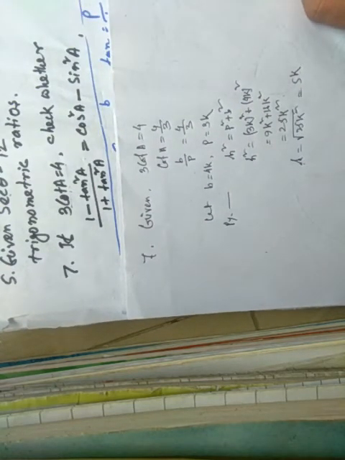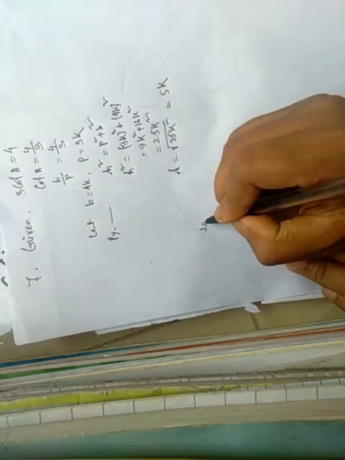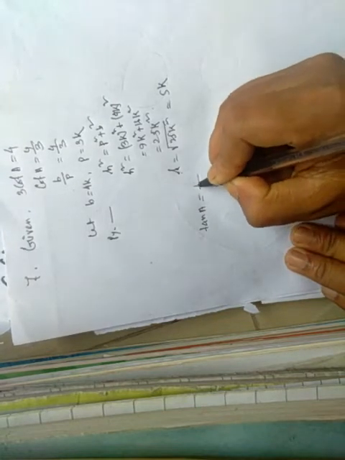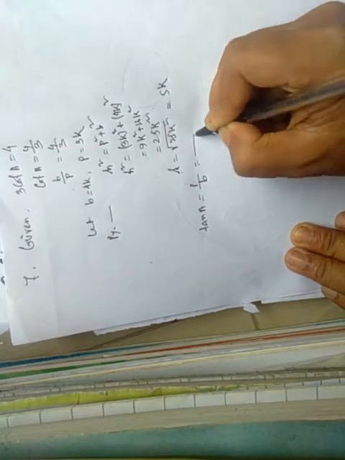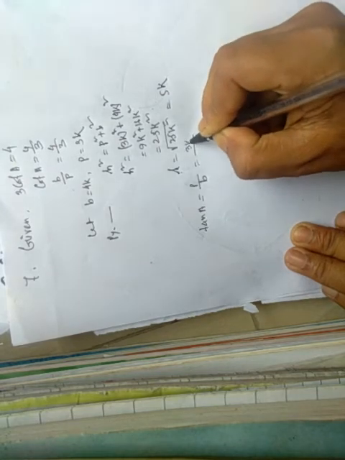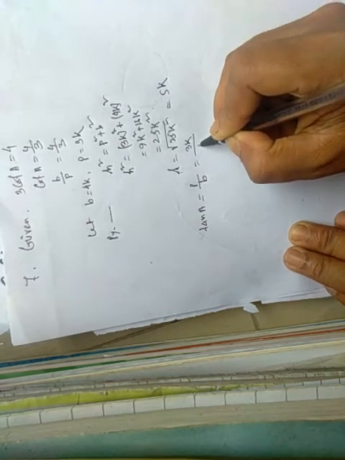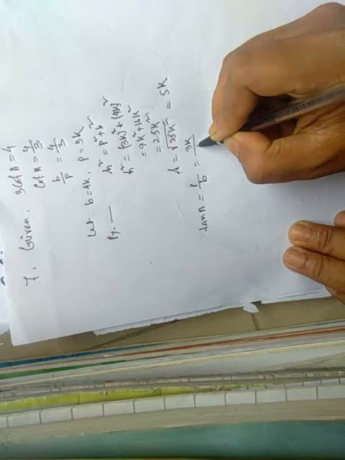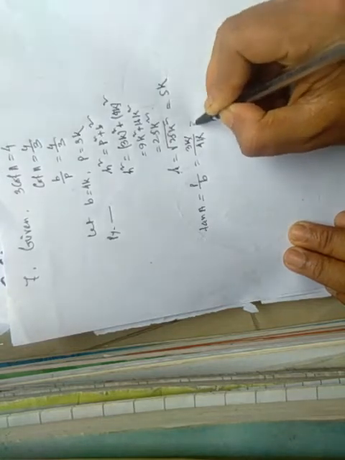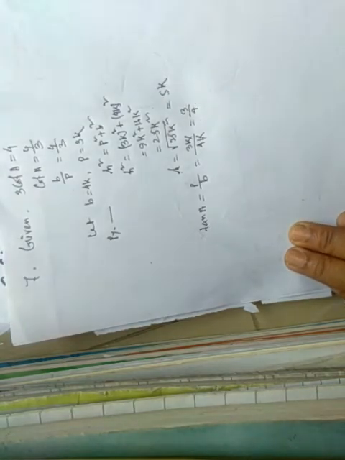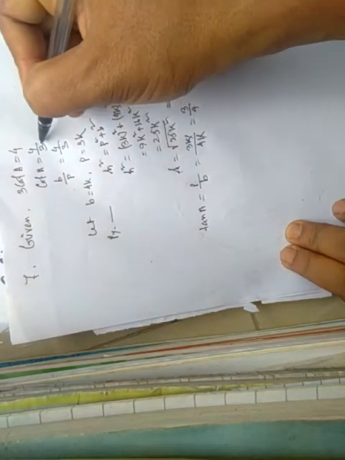In the question, the ratios are tan A, cos A and sin A. So we should find the value of tan A, cos A and sin A. Tan A equal P by B. The value of P is 3K, the value of B is 4K, K and K cancel, so 3 by 4. The value of tan A equal 3 by 4. It is the reciprocal of the value of cot A.